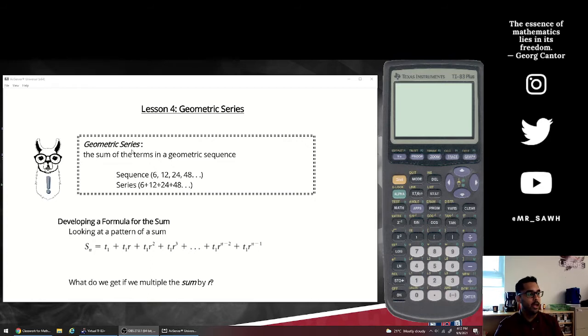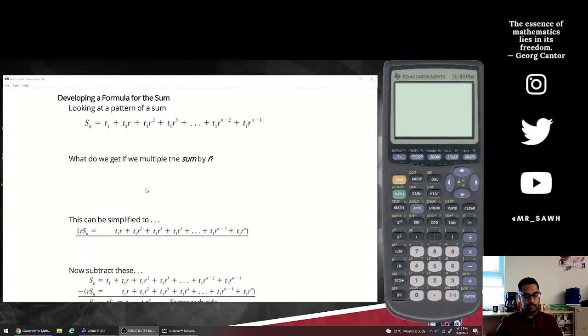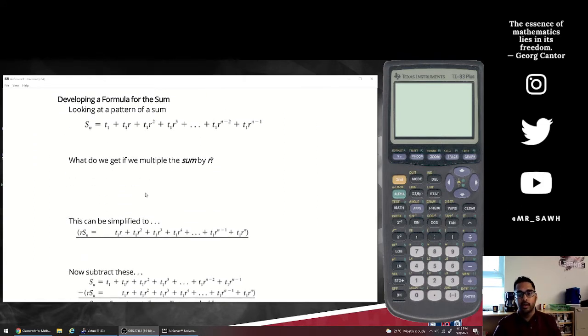So the sum of the terms in a geometric sequence, well, that is going to be your series. If you have a geometric sequence, add them up, you've got a geometric series. So let's look at what the formula for this happens to be. So there's the pattern for your sum. If you think about a geometric sequence, you have the first term, you multiply it by a common ratio, you get your second term, and so on and so on. So you keep on going.